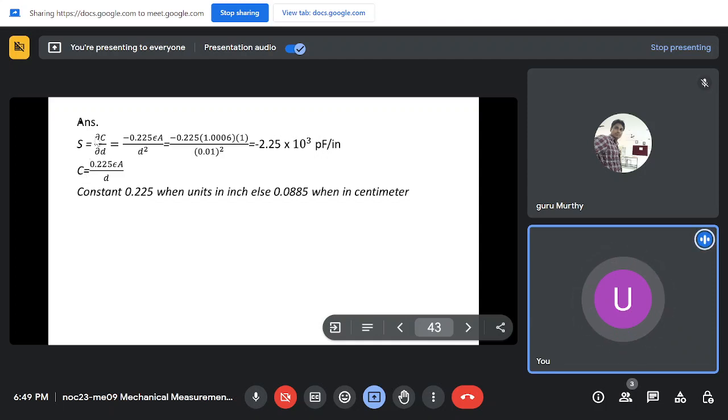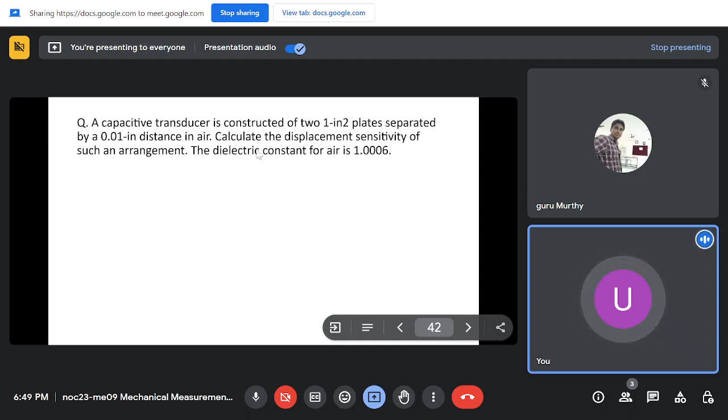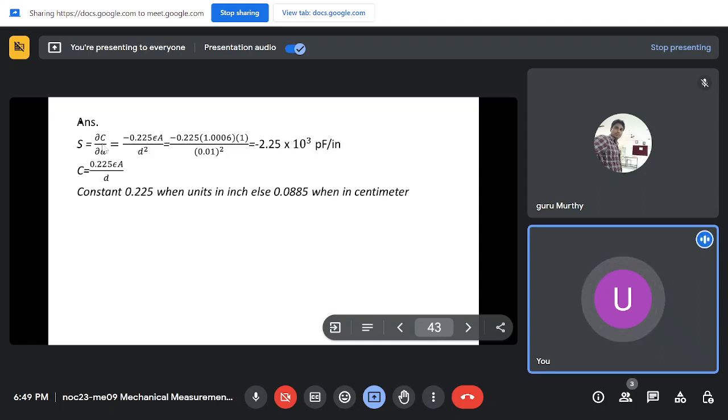We differentiate this with respect to D, the distance between the plates. So that is what will measure the displacement. One plate is fixed, the other plate keeps on moving, so that will cause a change in the capacitance. So that is used to measure the displacement. The variable here is the distance between the plates. So that's why C is the output and D is the input, and we differentiate with respect to D.